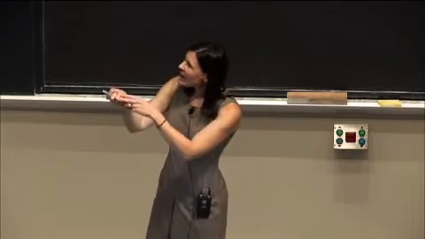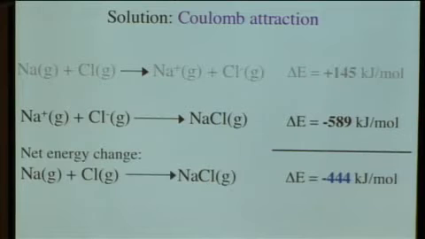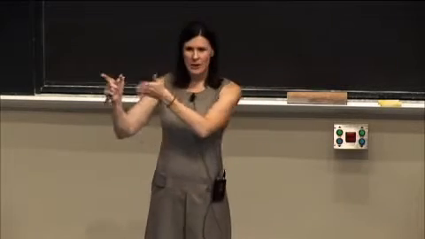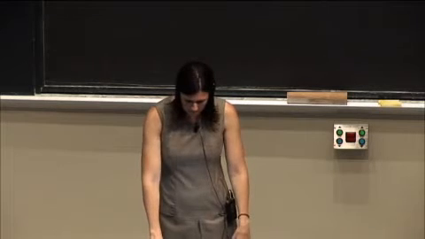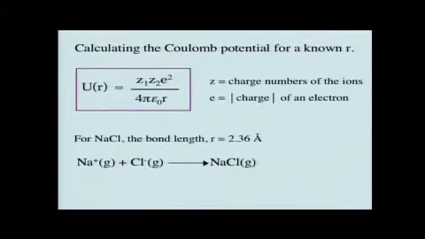So if we add up the net energy for all of this process, all we need to do is add negative 589 to plus 145. So what we end up getting is the net energy change is going to be negative 444 kilojoules per mole. So you can see that, in fact, it is very favorable for neutral sodium and neutral chlorine to form sodium chloride in an ionic bond. And the net change, then, is a decrease in energy.